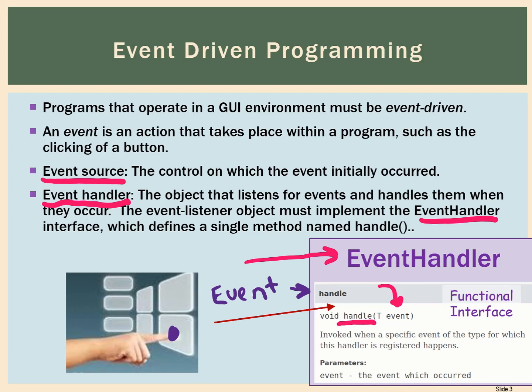I wanted to point out that not only is an event handler an instance of an interface, but it's a special kind of interface. It's called a functional interface. And a functional interface is defined as an interface that has only one method. So this interface only has the method handle, and that makes it a functional interface. This is important because, as you'll see, a functional interface can be replaced by a lambda expression.